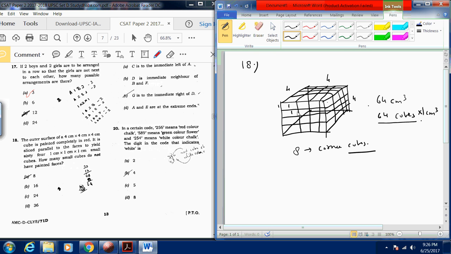So you have 8 corner cubes. Then you have 1, 2, 3, 4, these middle cubes. 4 into, you have faces how many? 6 faces. So 24. You have these ones, the middle ones, these ones. Now look at these cubes: 1, 2, 3, 4. These are the side cubes. 1, 2, 3, 4, 5, 6, 7, 8, 9, 10, 11, 12, 13, 14, 15, 16. So you will have 16 side cubes.